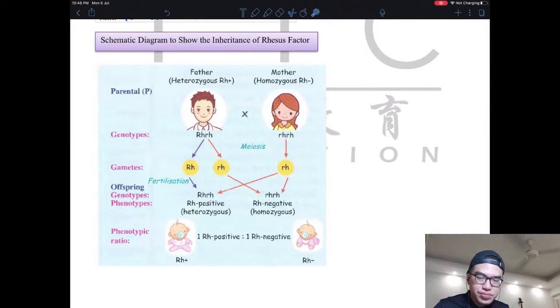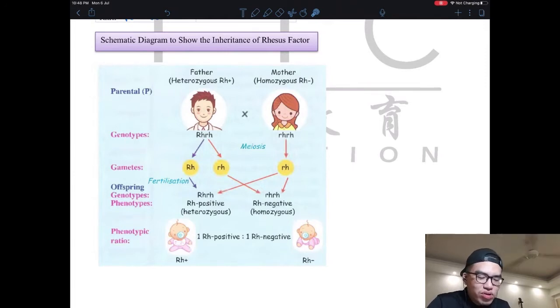So if you decide to have children, that's the risk that you are going to take. 50% the child will be a very rare blood type. It has no problem if you are not doing blood transfusion.